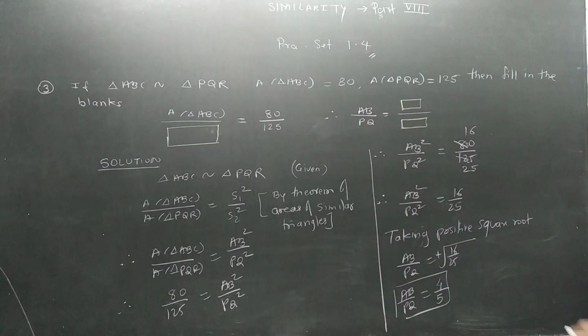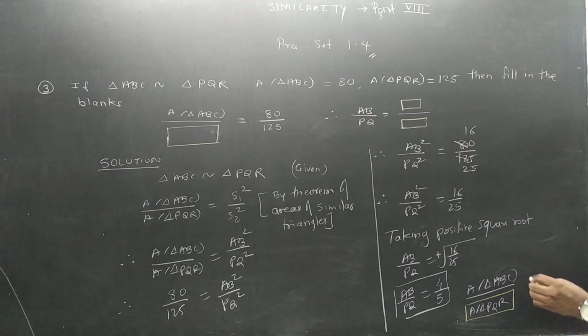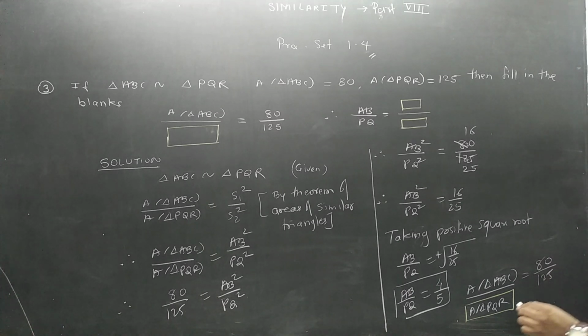So we are going to write the final answer for it. Area of triangle ABC upon, in the filling of the blank, we are going to write area of triangle PQR is equal to 80 upon 125 and AB upon PQ is equal to, we are getting 4 upon 5, and that we have to put in a bracket. This is your final answer. Covered this.